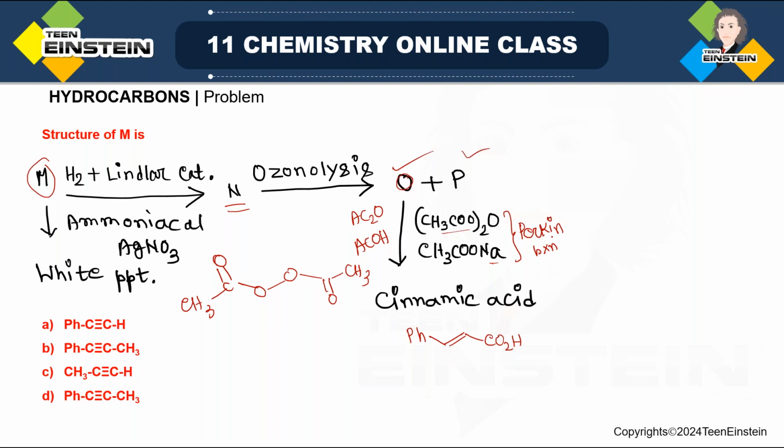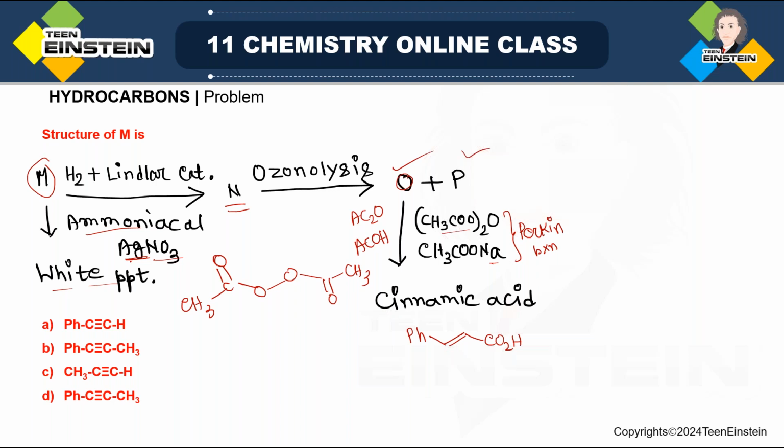Now here we have another piece of information, which is mentioned as ammoniacal silver nitrate. Now this reaction we have already done. When you add this reagent to some terminal alkyne, we know there is formation of a white precipitate, because the terminal hydrogen is replaced by Ag.